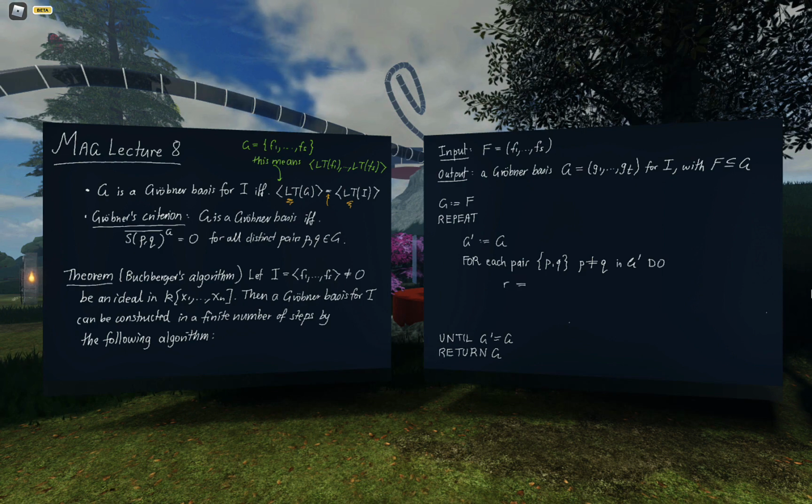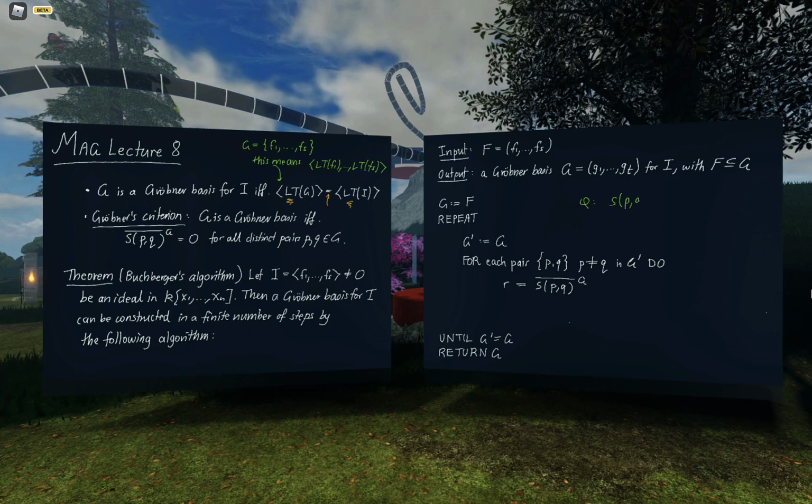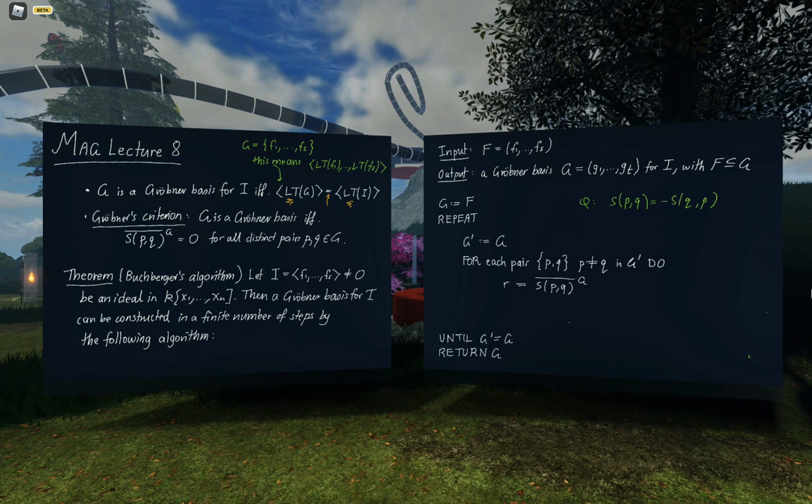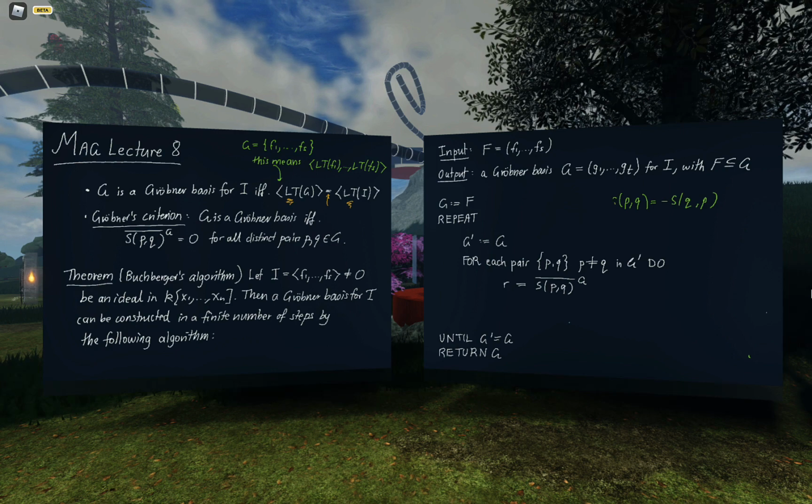So for each unordered pair PQ in G prime, we're going to compute the S polynomial. Quick question, what's the relationship between this S polynomial and this S polynomial? -1. Yeah, that's right. So I don't have to consider both pairs, right? Hence why this is a set. This is an implicit way of saying look through all pairs in G prime, but you don't have to take PQ and QP.